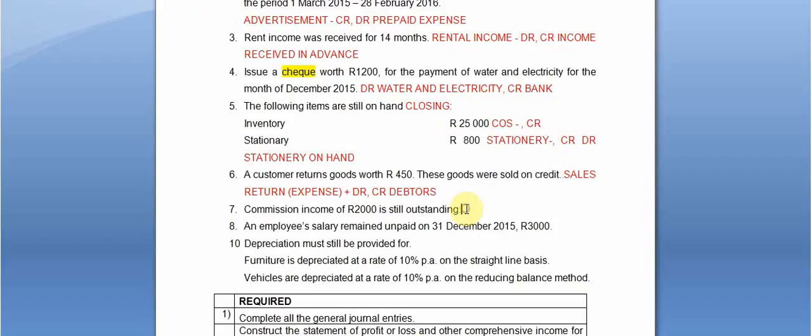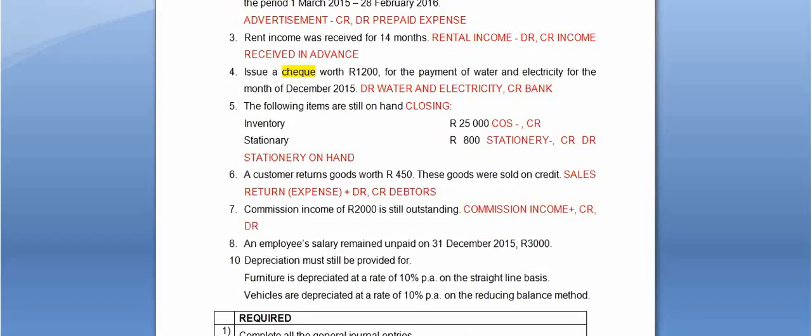Commission income is still outstanding. So what will we say? Commission income needs to be increased. That will be with a credit entry because it's an income account. What is the debit that we will short there? The debit entry will be income receivable. And remember, income receivable is an asset because someone still owes you a certain amount of commission income.